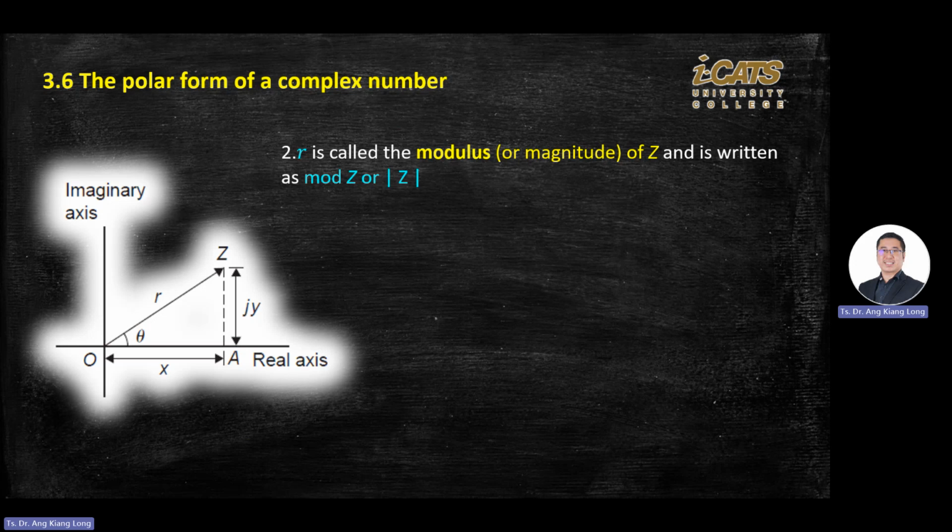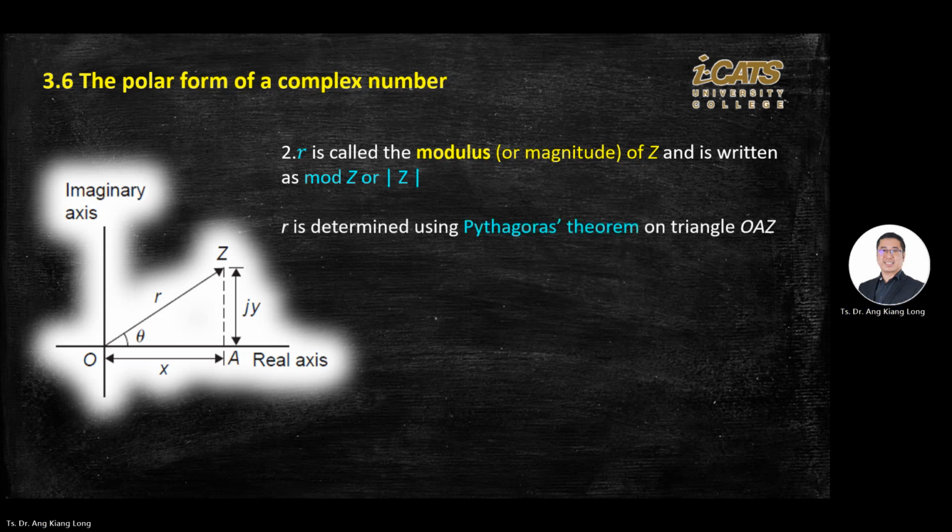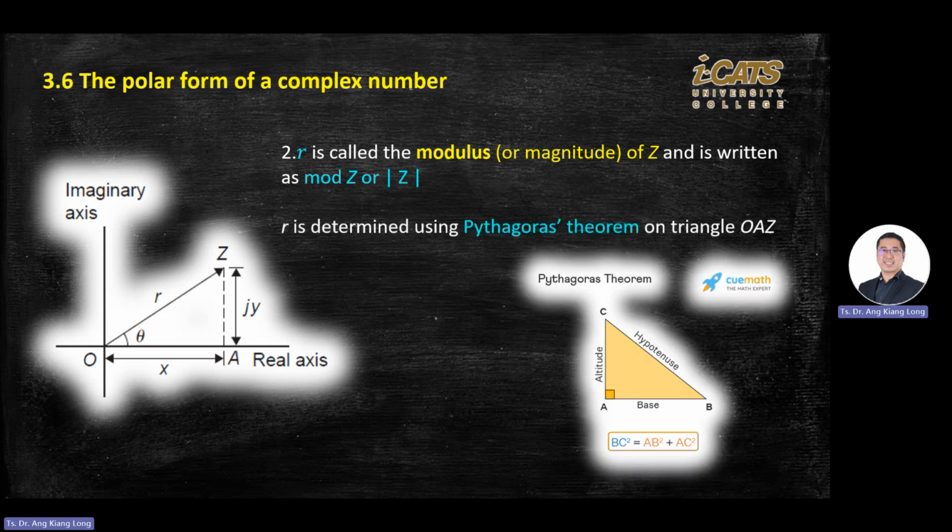So how to find the R? R is called modulus, or in the previous mathematics, you see the double goalpost there, right? It's called modulus, or in short, we write MOD, modulus Z. So same with Pythagoras theorem, right? If you see this triangle consisting of ABC, how to find your hypotenuse? This side squared equal to this side squared plus this side squared. So we use the same.